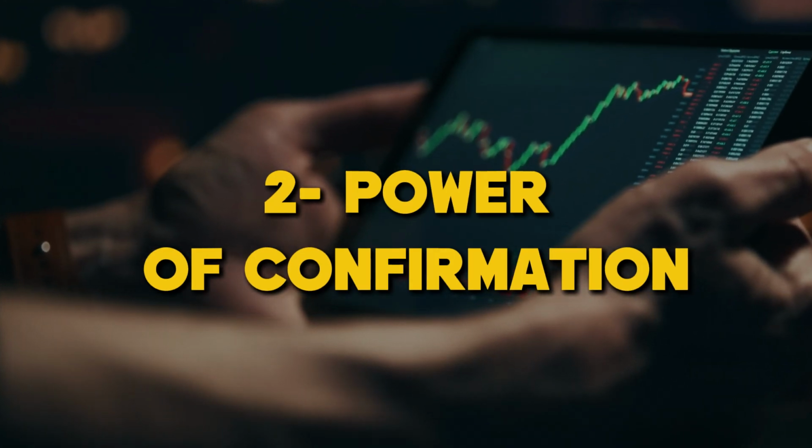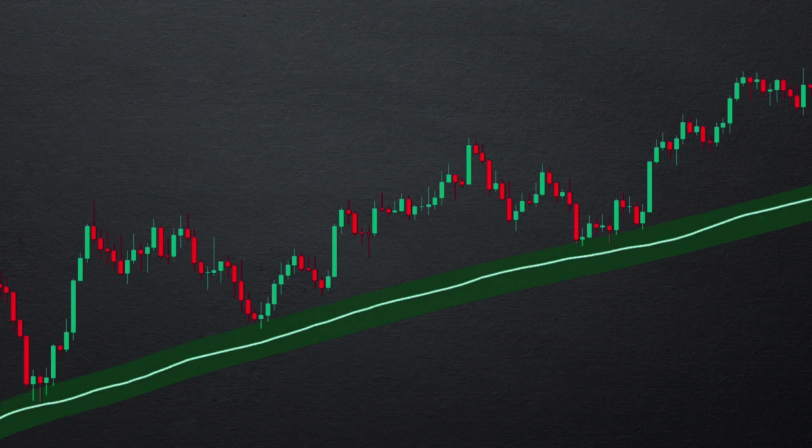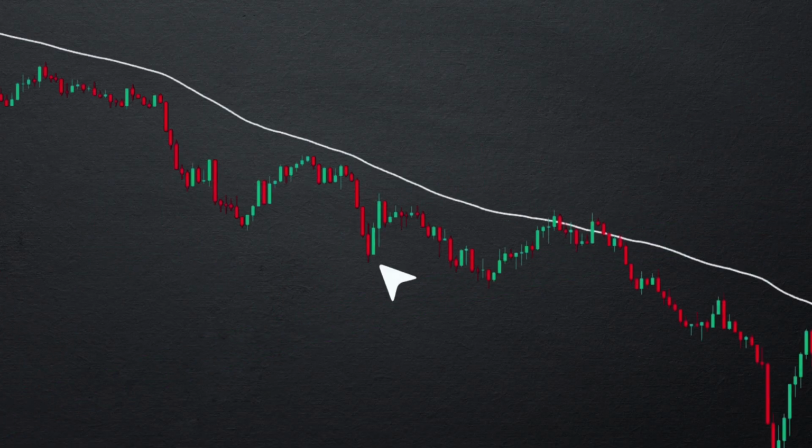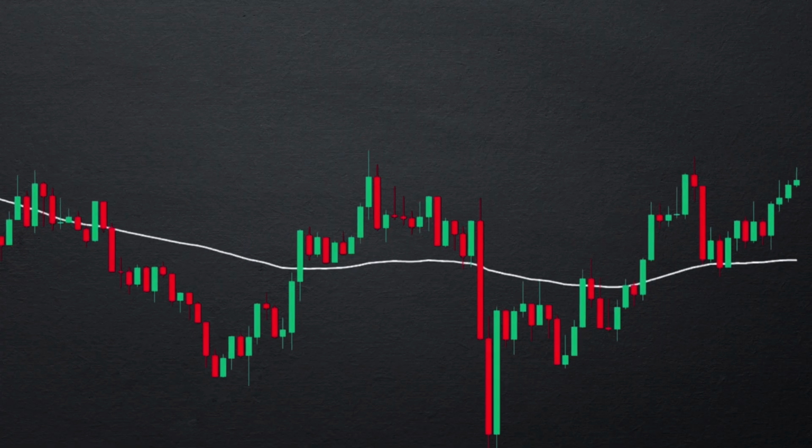We still use Super Trend for short-term signals, but to filter out noise, we add a second tool, the 200-day moving average, also known as the 200 EMA. The 200 EMA is simply the average price of the last 200 periods, and it helps us identify the overall long-term trend of the market. Our goal is to take action only when both indicators agree with each other.